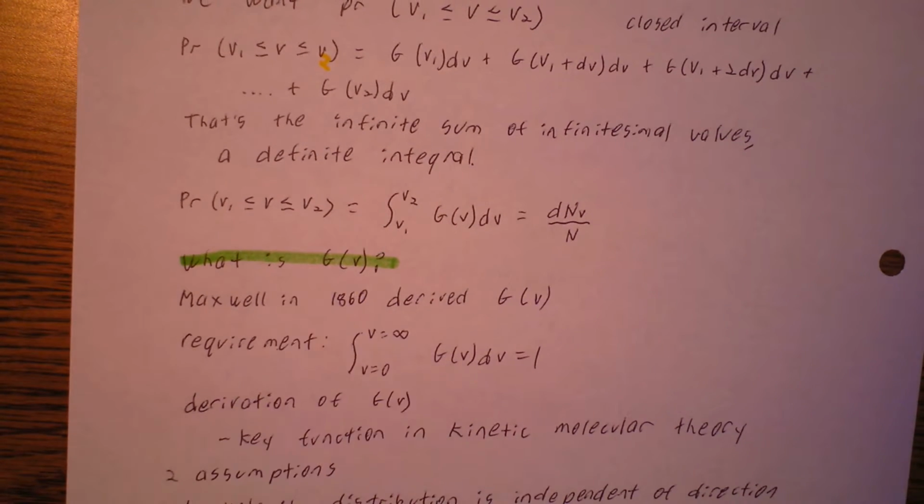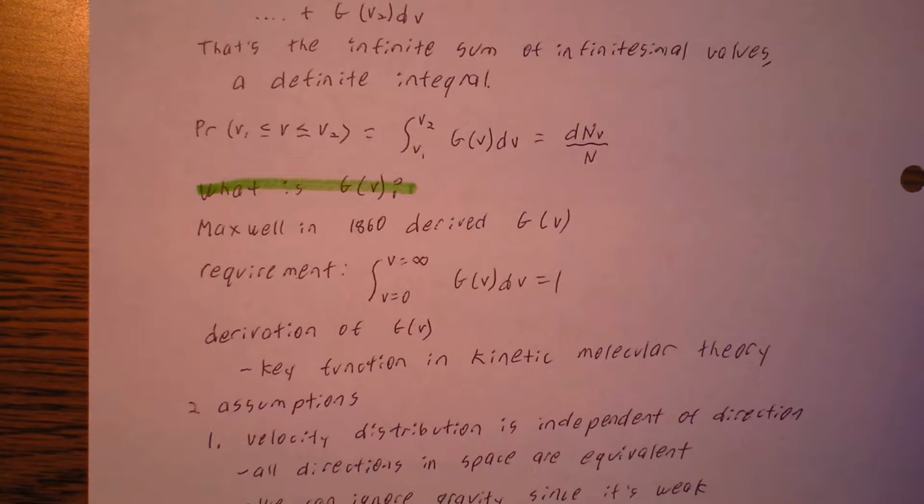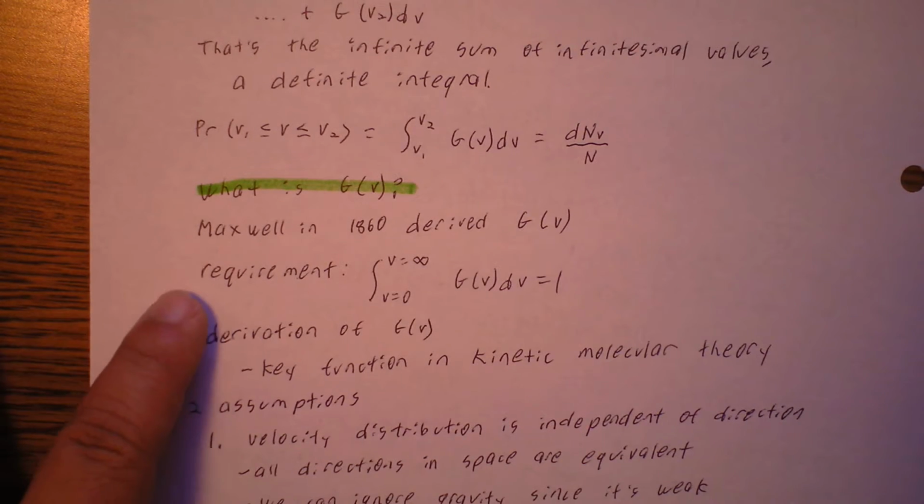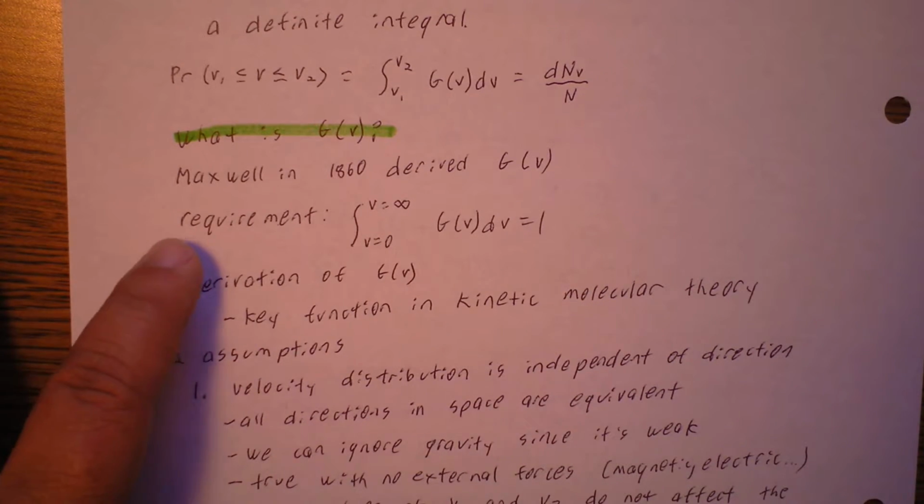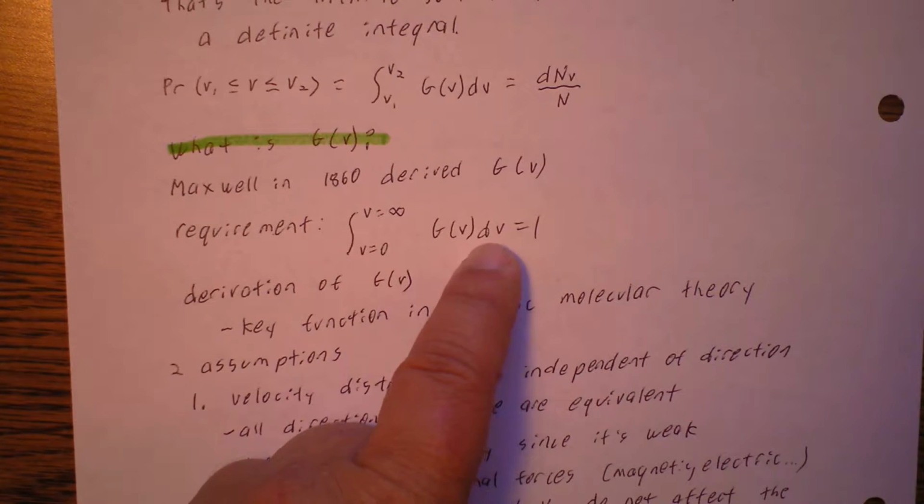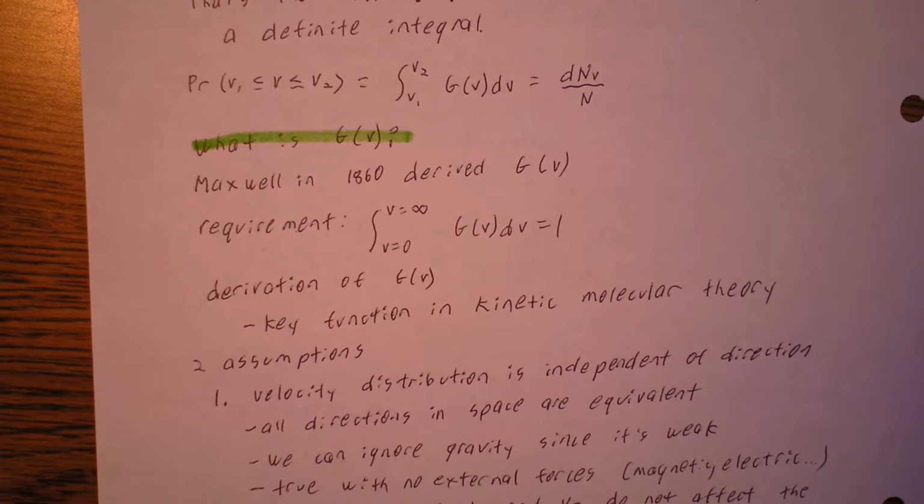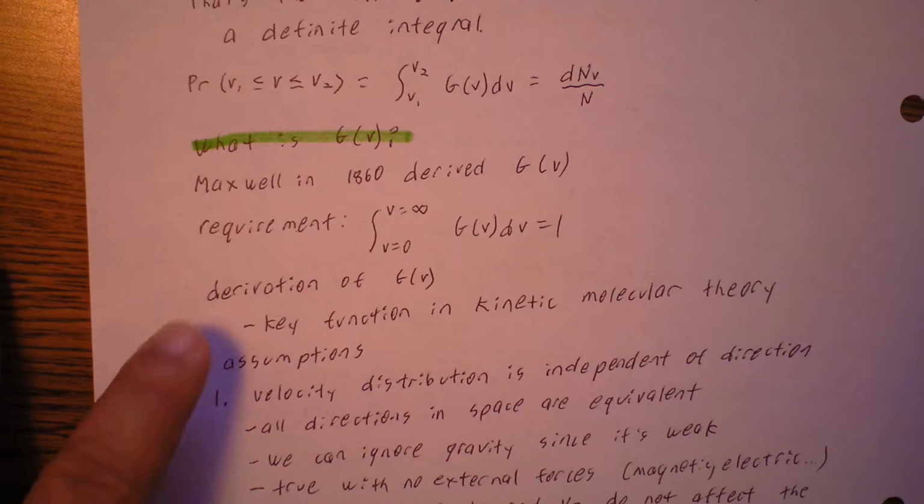But we still haven't figured out what this function G of v is. Well, in 1860 Maxwell was able to figure this out. The one thing he knew is that the integral from 0 to infinity of this function with respect to speed has to be equal to 1. If you're taking probability, that's because the sum of all probabilities, everything that's possible, has to equal 1. That's the definition of a probability distribution function.